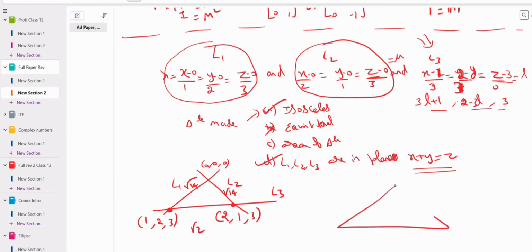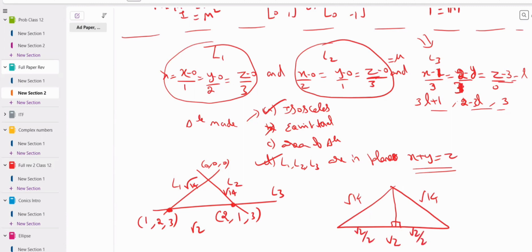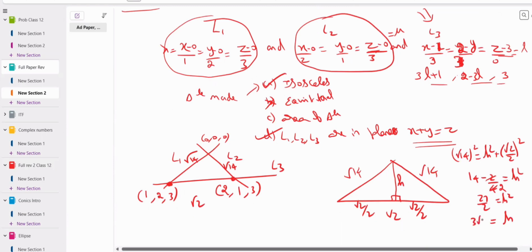Okay. Finally, we are interested in knowing the area of the triangle made. So root 14 and root 2 being the sides. If you apply the perpendicular, then you know in an isosceles triangle, the perpendicular from the two equal arms will also bisect. So root 2 by 2, root 2 by 2 will come, through which you can calculate the height of the triangle, no? Root 14 squared equals height squared plus root 2 by 2 the whole squared. So height squared comes out to be 27 by 2. So the height value will be 3 root 3 by root 2.